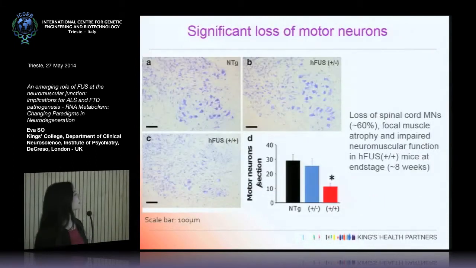So in this end-stage homozygous mice, we also look at the loss of motor neurons in their spinal cords. So this is the non-transgenic spinal cord and the hemizygous. You can see there is not much difference between them. However, in these homozygous end-stage mice, you can see that they have lost about 60% of their motor neurons, associated with muscle atrophy and also impaired neuromuscular function.